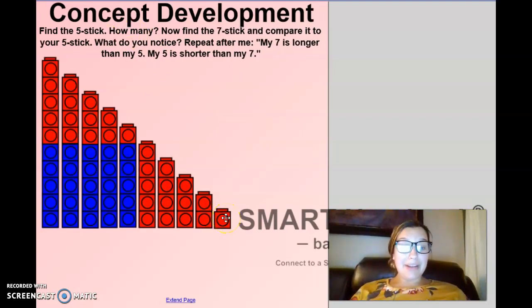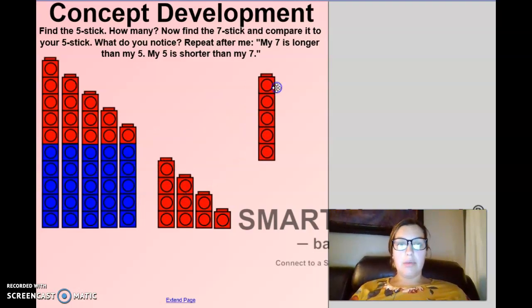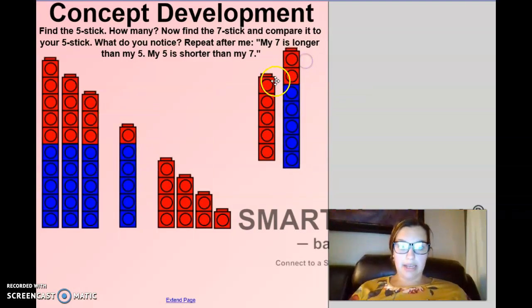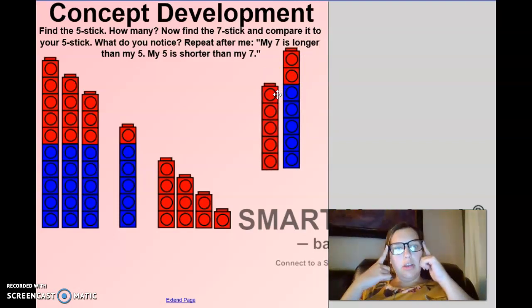Okay, let's count up the ladder and pull out that 5 stick again. 1, 2, 3, 4, 5. And then we need a 7 stick. So we were at 5 here. 6, 7. Wow, I'm going to actually have to move this down here. Look at these.